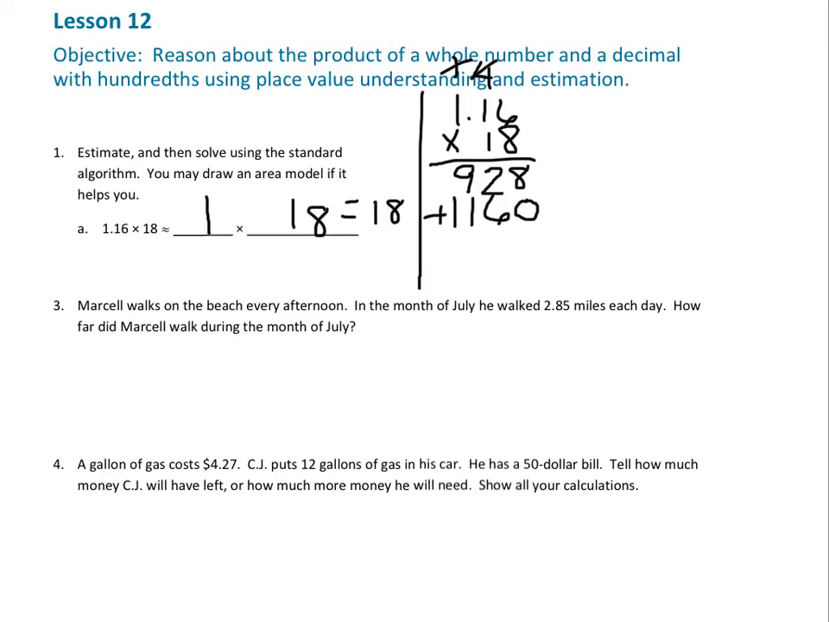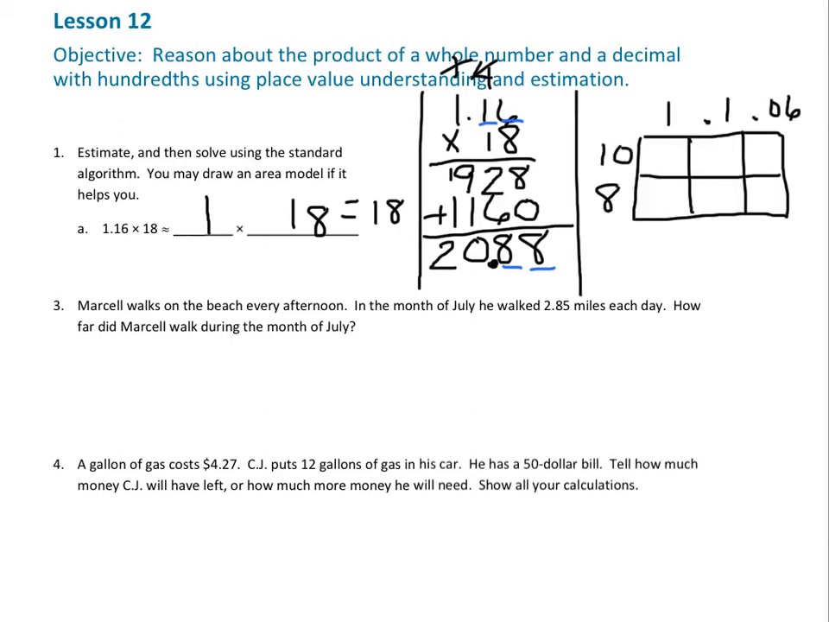Now we can add. 8 plus 0 is 8. 2 plus 6 is 8. 9 plus 1 is 10, so you carry the 1. And 1 plus 1 is 2. The last thing we have to do is insert a decimal. If you take a look at 1 and 16 hundredths, you'll see that there are two numbers behind the decimal. We have to have two numbers behind the decimal in our answer, so I'll have to insert a decimal between the 0 and the 8. So, 1 and 16 hundredths times 18 equals 20 and 88 hundredths.